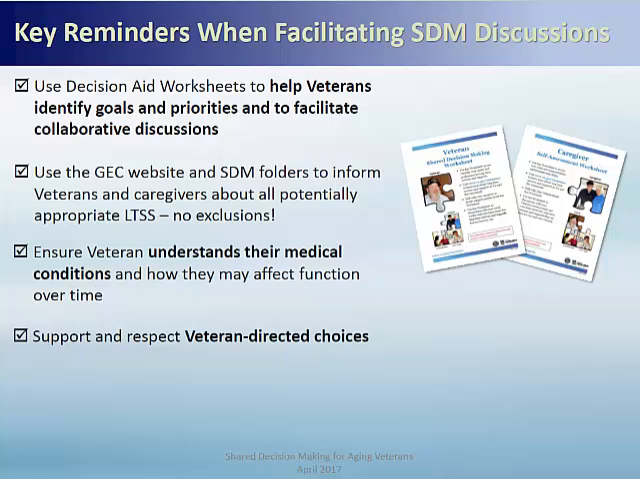Use the decision aid worksheets and help veterans identify goals and priorities, and use information from the decision aid worksheets in collaborative discussions with the veteran, family caregiver, care team, and social worker. Keep in mind that these discussions may be asynchronous and may involve both long-term services and supports and advanced care planning. Use the Geriatrics and Extended Care website and shared decision-making folder to inform veterans and family caregivers about all potentially appropriate long-term services and supports. Ensure veterans understand their medical conditions and how they may affect function and health status over time, and support and respect veteran-directed choices.